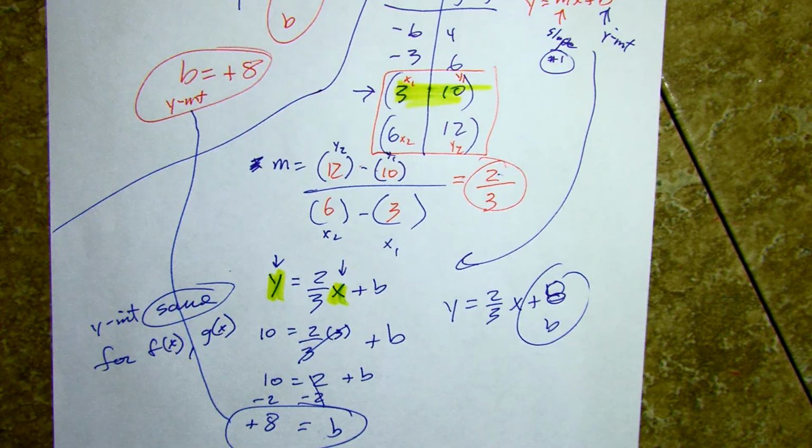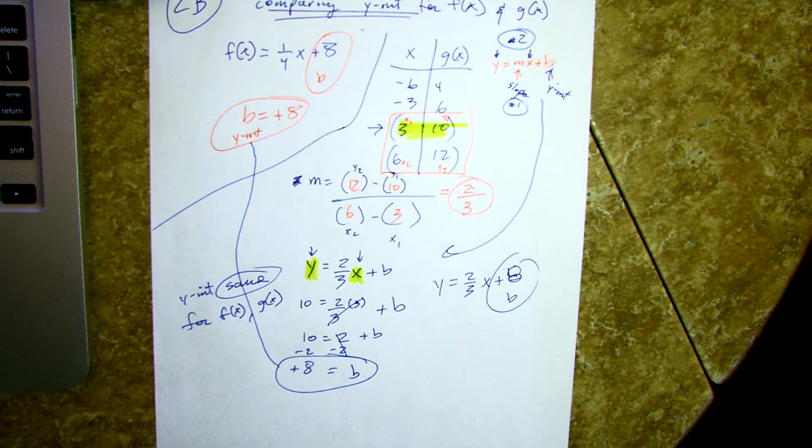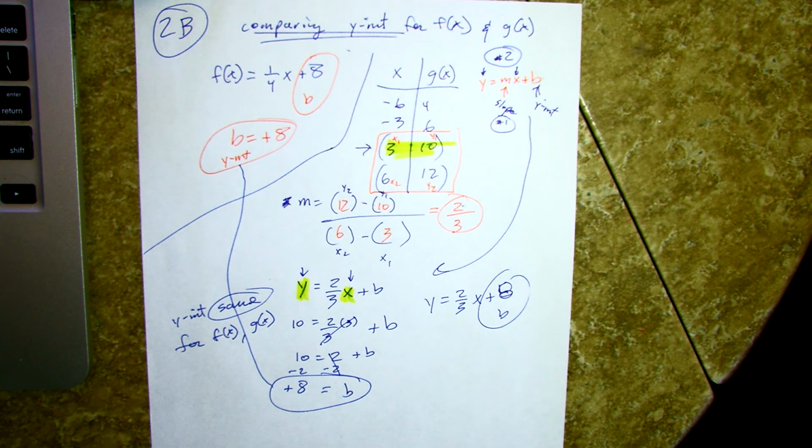All right, so I'll give you a moment. Go ahead and screenshot that. This is 2b. Screenshot it. The main thing we were trying to do is compare our y-intercepts. How did I get this? Right here.